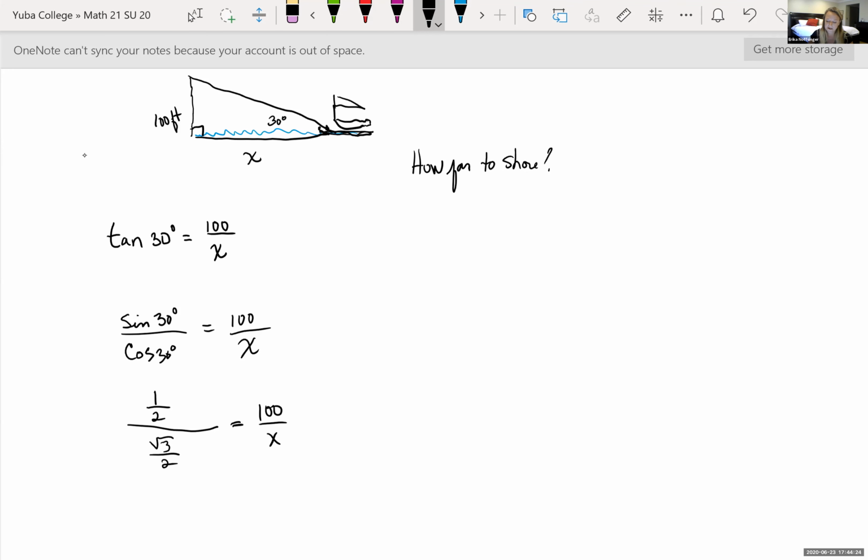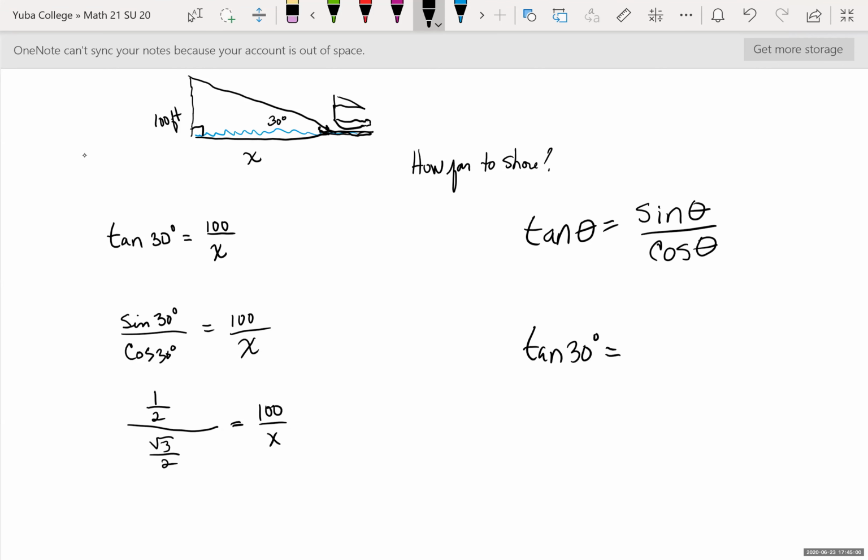Oh, I'm using the fact that tangent of theta could be expressed in terms of sine and cosine. You could have left it as tan 30 equals 100 over X. I'm just going through it in case you didn't remember the value for tangent of 30; it could easily be derived from sine and cosine. Okay. But tangent of 30, anyone know what that is? Square root 3 over 3? Yeah.